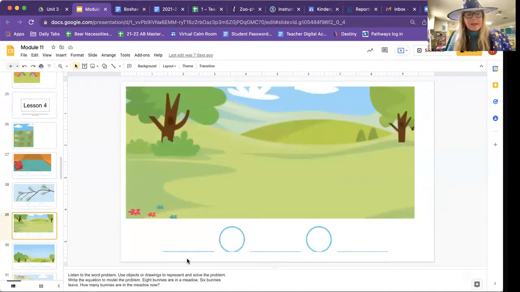That looks like a nice place to go. Listen to the word problem. You're going to use objects and drawings to represent and solve it. Write the equation to model the problem. 8 bunnies are in a meadow. 6 bunnies leave. How many bunnies are in the meadow now? So we started with 8 bunnies. So we're going to do 8. 1, 2, 3, 4, 5, 6, 7, 8. So what number? I'm not going to write it. I want you to do it. What number do you think would go there?